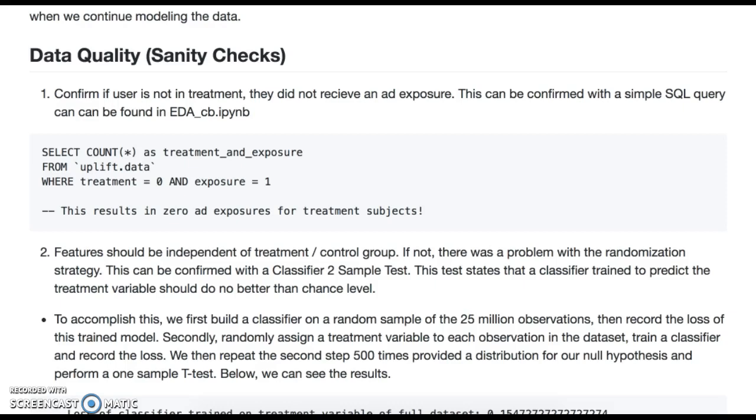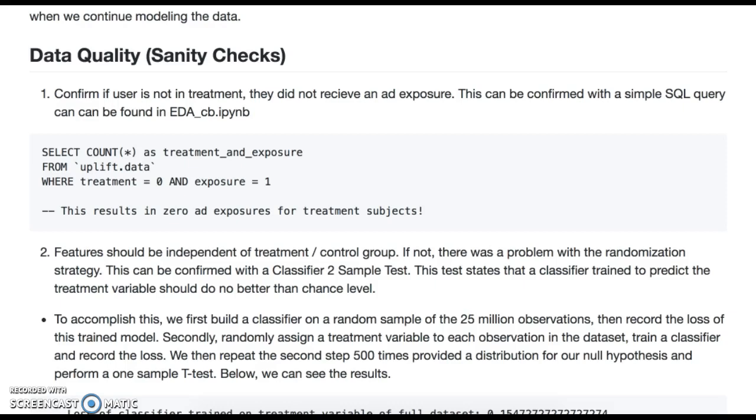So during this portion of the presentation, we're going to look at the quality of the data. This is important for a few different reasons during this particular study. One is that the data is constructed from a number of A/B tests, and we need to make sure that nobody in the control group was exposed to the treatment.